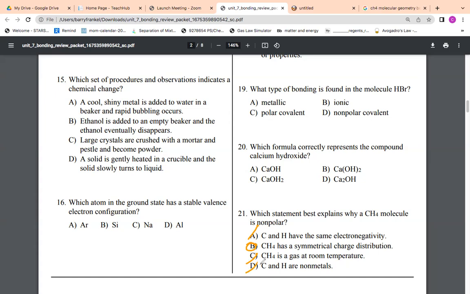D is also not true because all covalent compounds are going to have nonmetals. But whether they're polar or nonpolar depends on multiple factors: electronegativity difference, charge distribution, shape of the molecule, and so on. So B is our best answer.